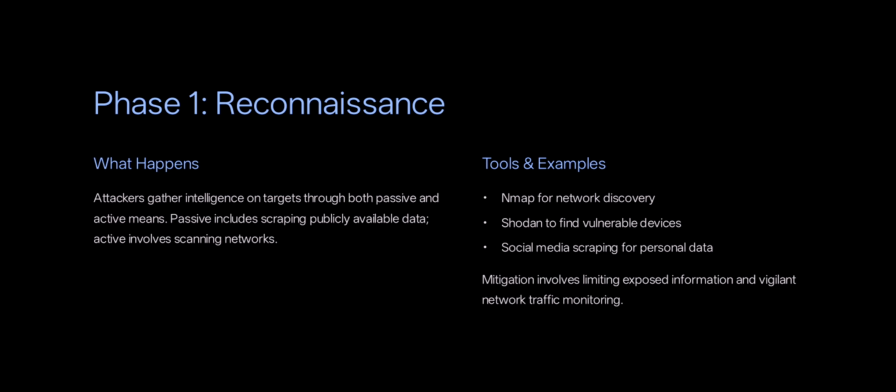For instance, attackers may use information gathered during reconnaissance to craft convincing emails that appear to come from trusted sources, increasing the likelihood of successful phishing attacks. Reconnaissance is a critical phase in the cyber kill chain, as it enables attackers to gather the necessary information to plan and execute subsequent stages of an attack.